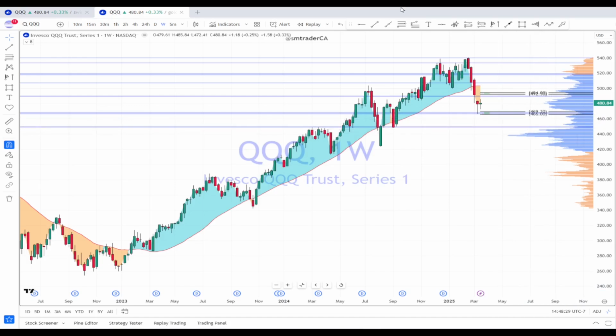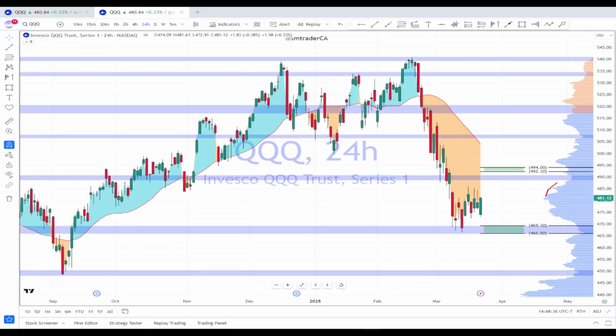So let's go and take a look at the daily chart here. And here we see that right now it is inside of this balance area. Got a multi-day balance here. See, would it be able to break and come up to the top of this zone here at 490 and possibly test the upper range.